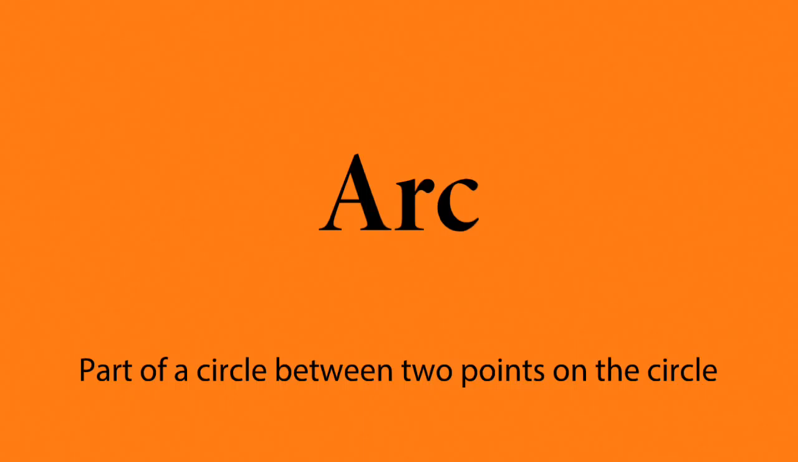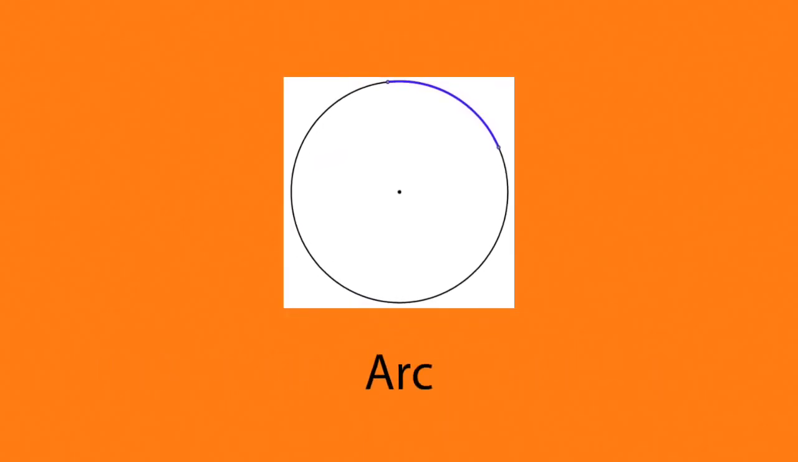An arc is a part of a circle between 2 points which are on the circle. Therefore, we can pick 2 points on the circle and then shade the part of the circle between them to come up with an arc.